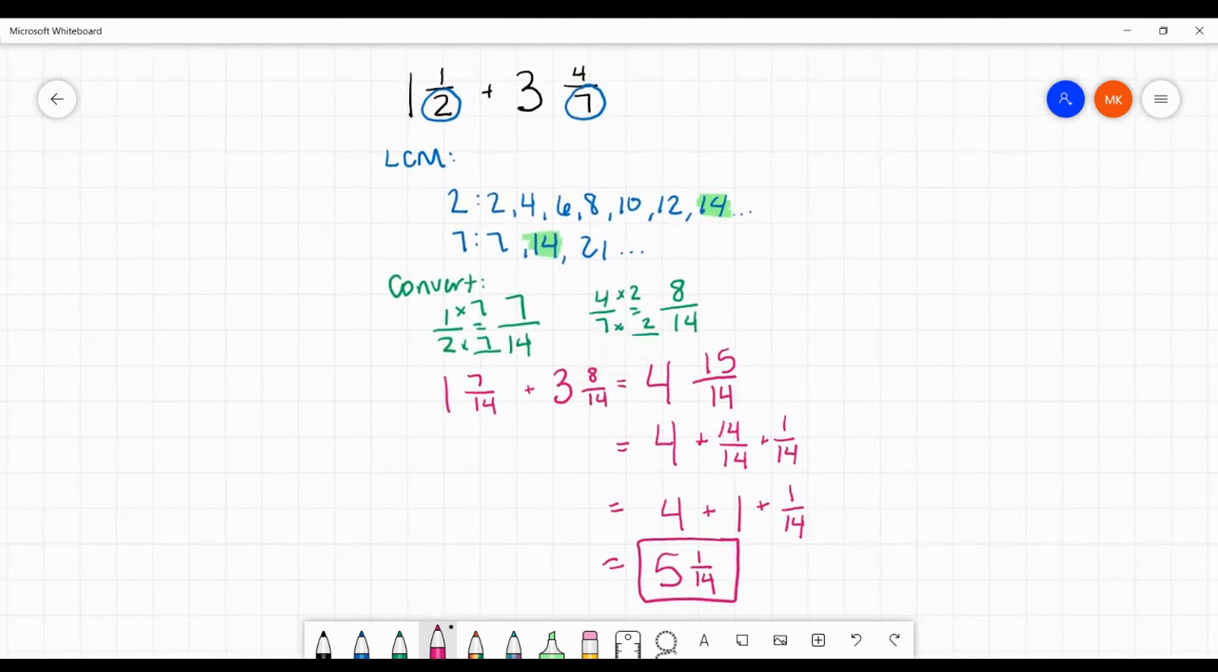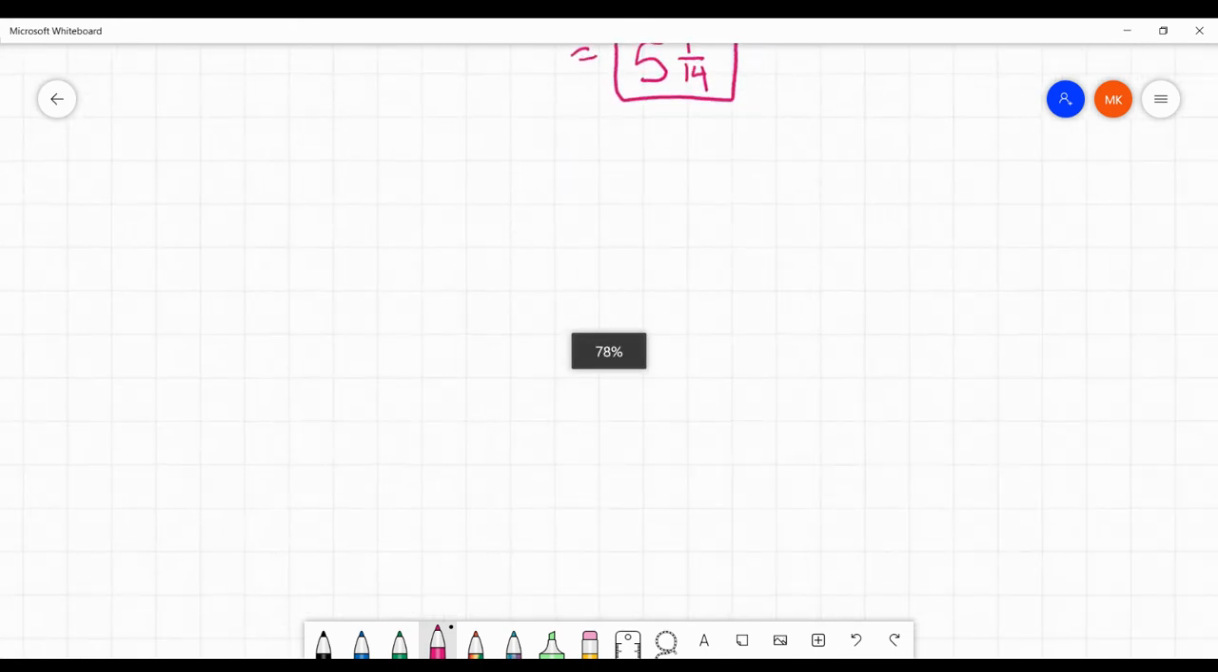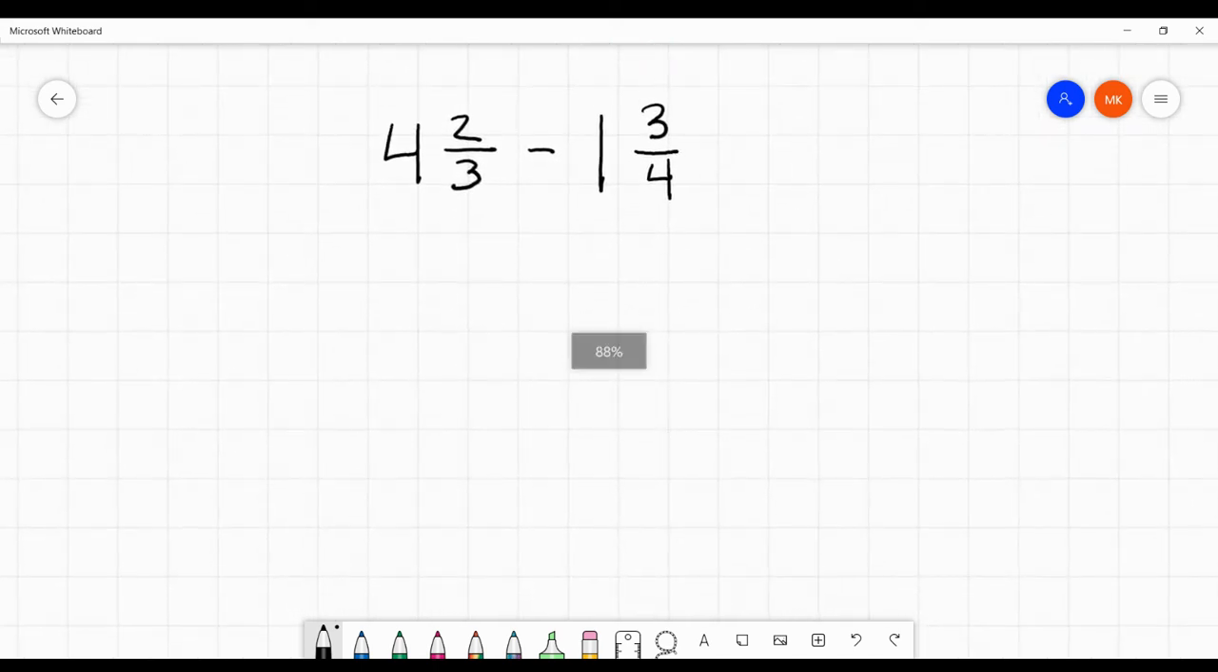Pause here if you need to. Otherwise, we will continue on. All right, my next problem, let me switch colors. 4 2/3 minus 1 3/4. So go ahead, pause here and solve if you need to, or solve and then come back to check your answer.